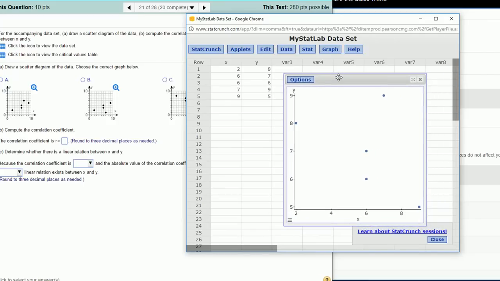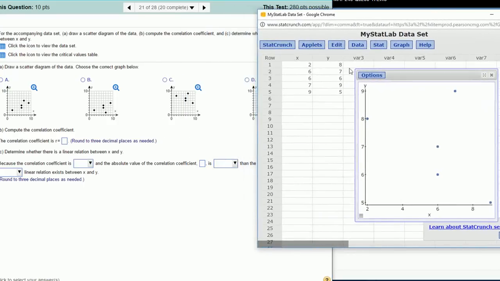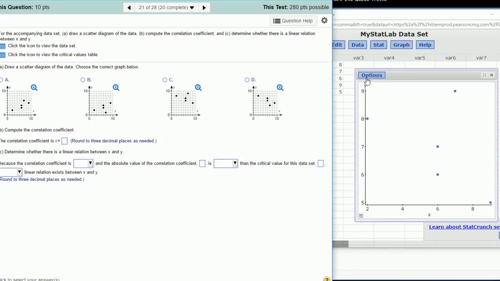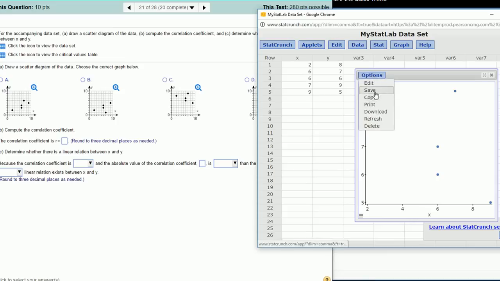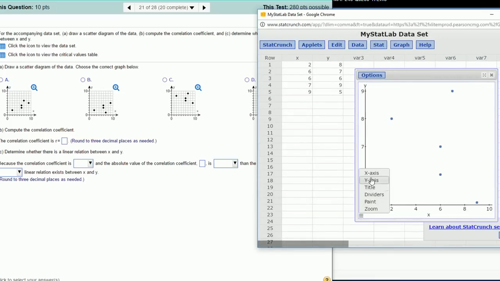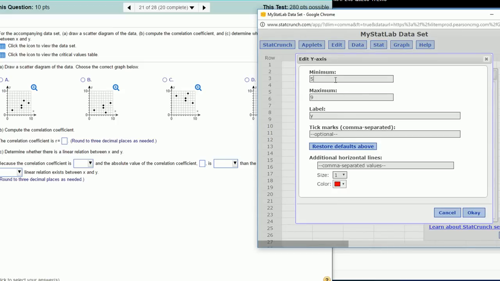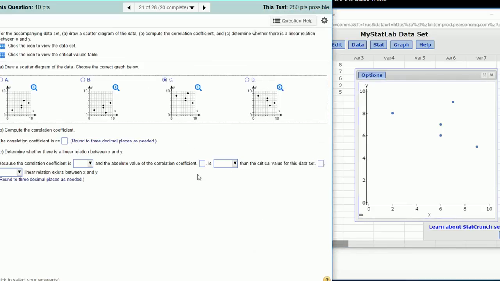This is the picture that I have. If I want it to really match up with what we are displaying in these graphs, I could set the scaling. It's down here in the options. For the x-axis, we can have it go from 0 to 10. And for the y-axis, we can have it go from 0 to 10 also. Now I can really compare this to these over here, and it clearly is the same as choice C, right?